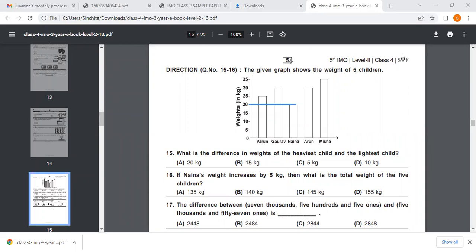Roshni, number 17 is wrong, beta. Shivam, 17 is wrong. Ma'am, 15 kg. Roshni, 17 is correct. Excellent. Very good. Shruti, number 15 is correct. Okay, let me explain number 16 for you all. Shuok, also see. Number 16, what you have to do? If Naina's weight increases by 5 kg, then what is the total weight of the 5 children? Then first, Shruti, you tell me what you have to do. Will you subtract or will you add? Very good, excellent. Now, Shuok, tell me what will you do? Will you subtract or will you add, Shuok?